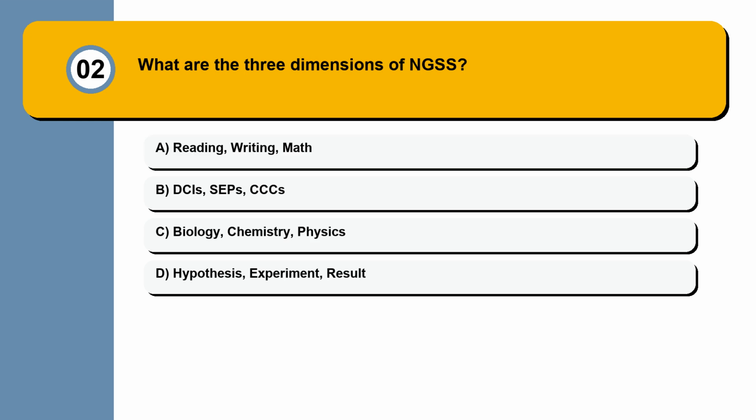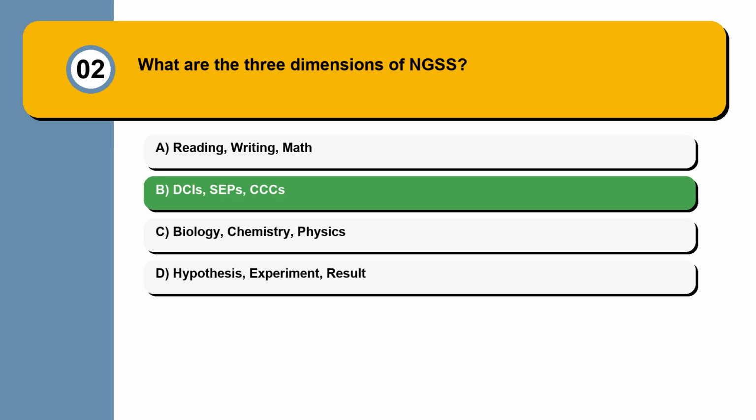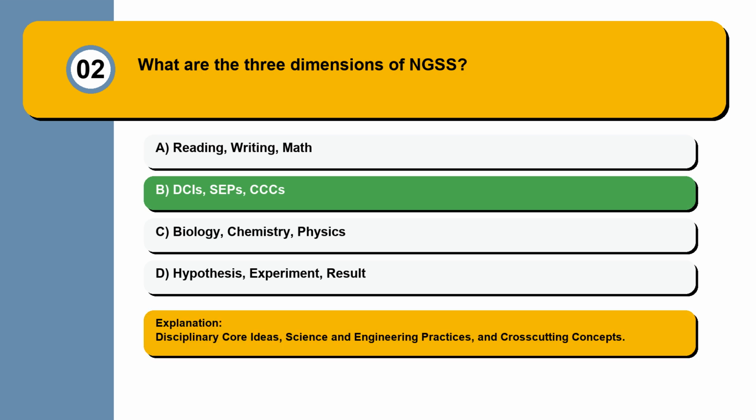Question 2. What are the three dimensions of NGSS? Reading, writing, math. DCIs, SEPs, CCCs. Biology, chemistry, physics. Hypothesis, experiment, result. Disciplinary core ideas, science and engineering practices, and crosscutting concepts.